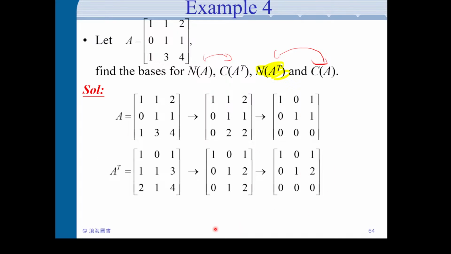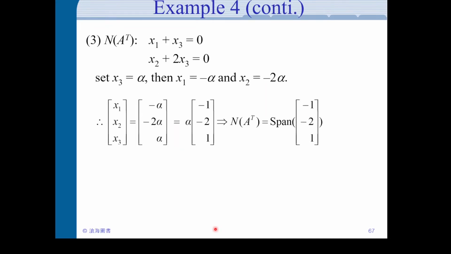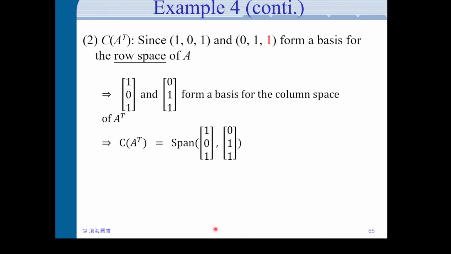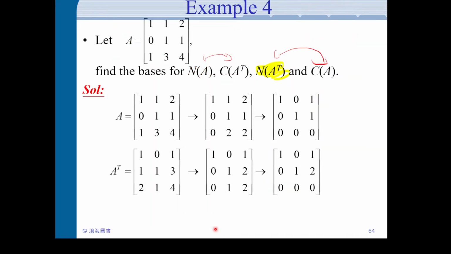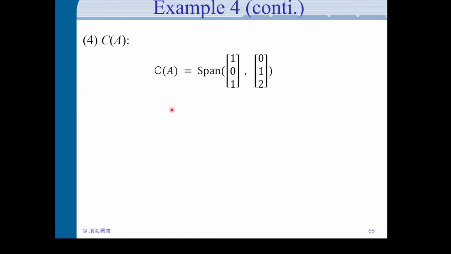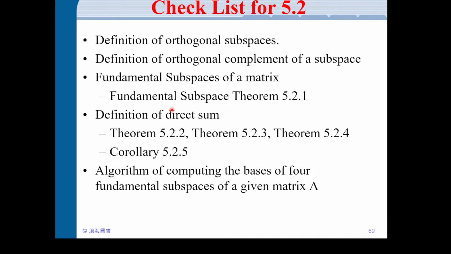Okay, so this is something we have done before, and now we know this result has a bit more structure than we knew, because those two things are orthogonal complements to each other. Okay, so that's all we have for 5.2.